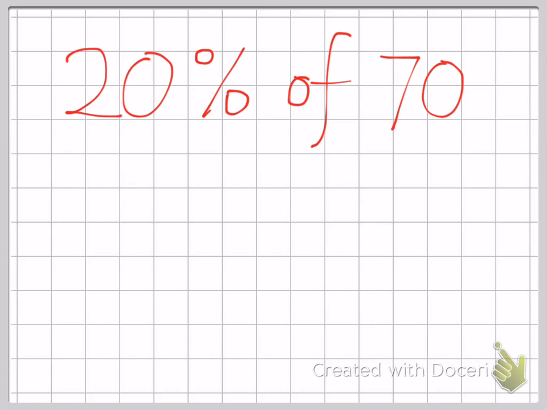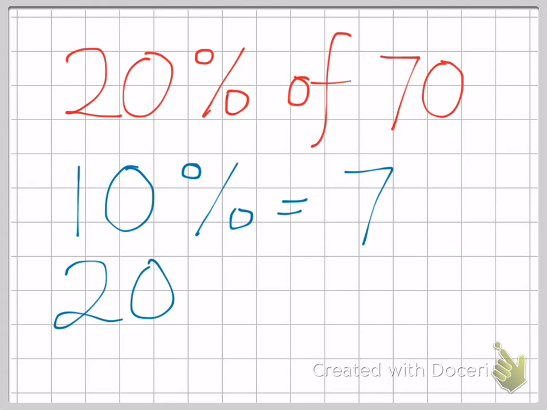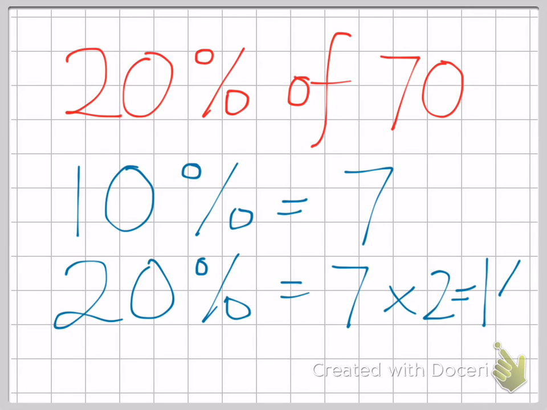To work out 20%, we do not divide by 20. We use that building block of knowing what 10% is by dividing by 10. So if we are faced with 20% of 70, the first thing we do is write down what 10% is. 10% would be 7. To work out 20%, well, that's twice as much. So we take our 7 and we times it by 2. So 20% of 70 would actually be 14.